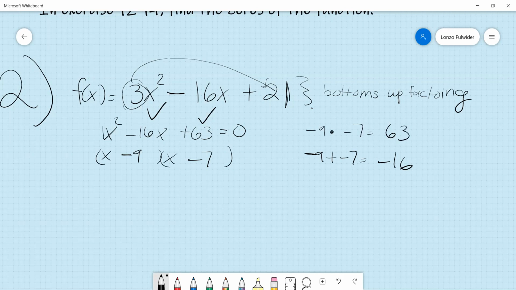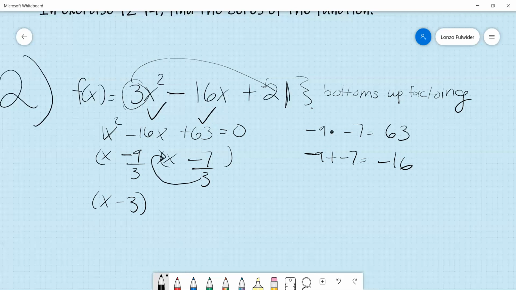Then go back to your 3, right? Remember, the 3 hasn't really gone away. So what you're going to do is divide 3 over the -9 and over the -7. The -9 divided by 3 simplifies as x minus 3, right? The x minus 7, this can't be reduced, the -7/3. This is what we call bottoms up factoring. So what you're going to do is bring the 3 in front of the x.